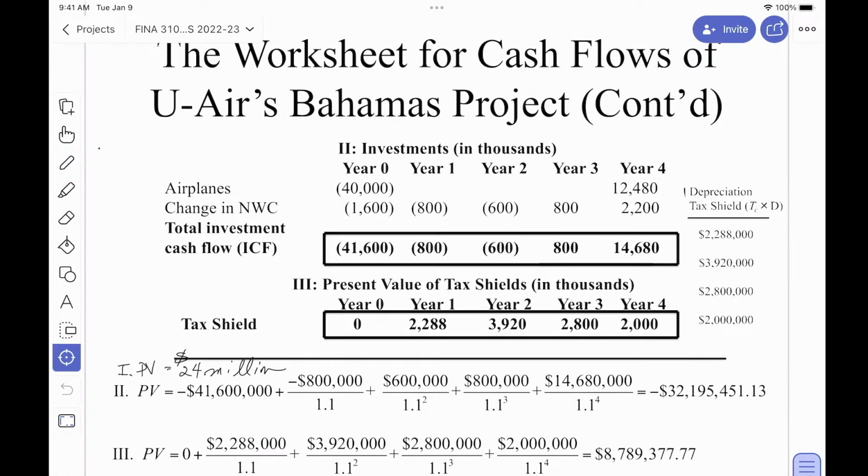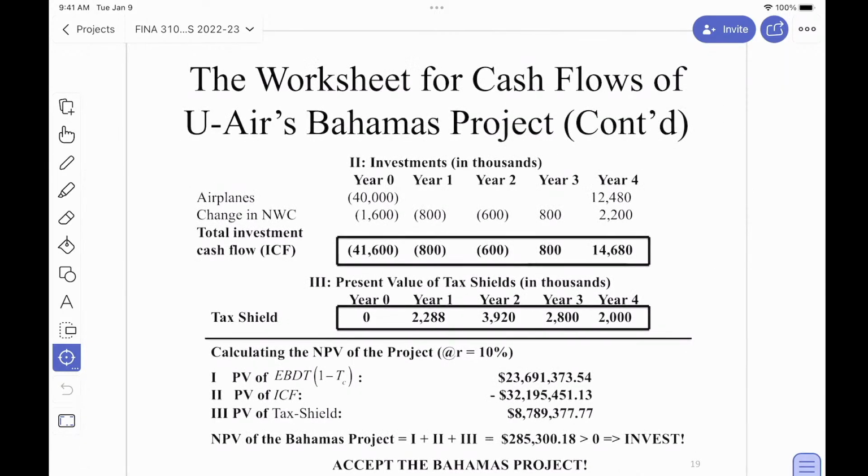So I calculate and I find out that that is $8.789 million, right? So it turns out if you put these together, 1, 2, and 3, you do get a positive NPV project. So this implies that you should accept the Bahamas project.